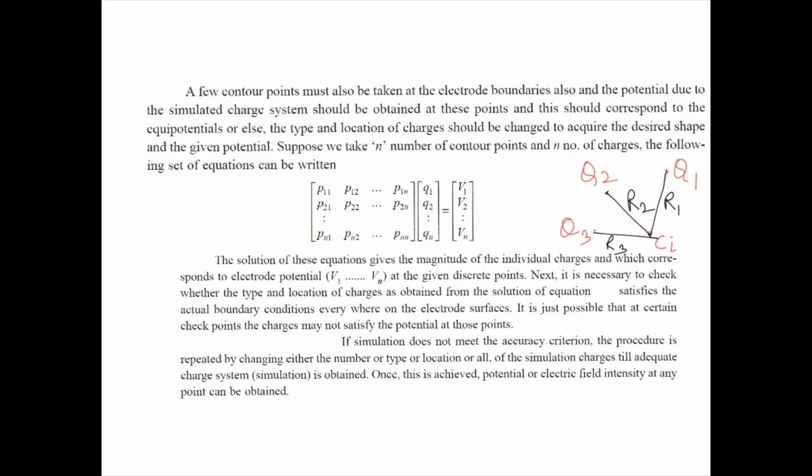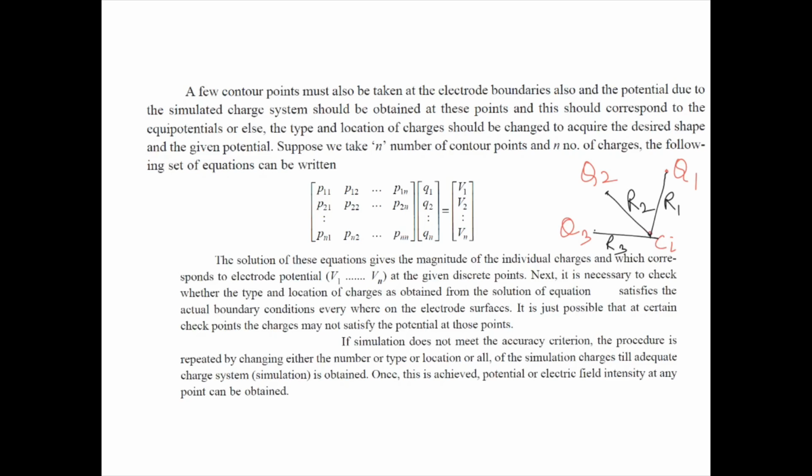Since we know the permittivity of the medium in which the electrical potential distribution is to be found, and we also know the distance between the contour point and the point where the charge is located, these two terms, distance and permittivity, are known to us. Therefore, the square matrix representing potential coefficients is known to us. So by solving these equations, we can find these unknown values of fictitious charges.